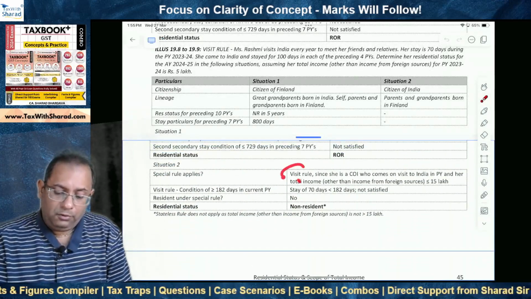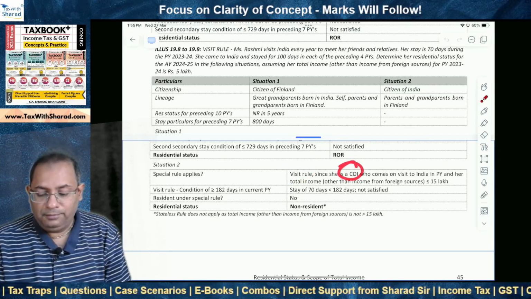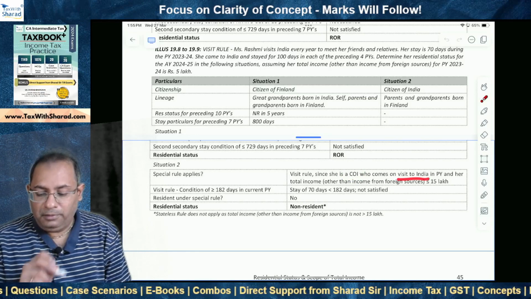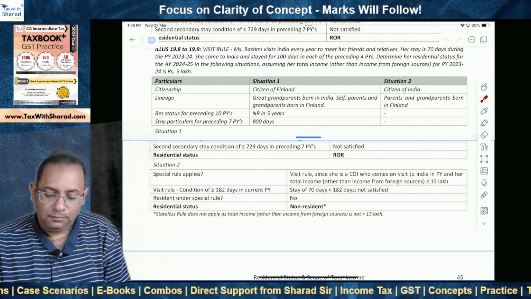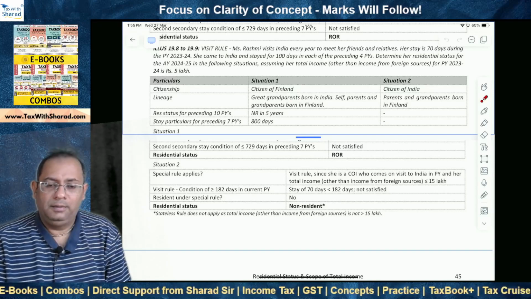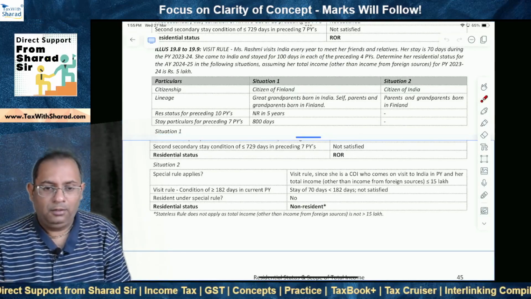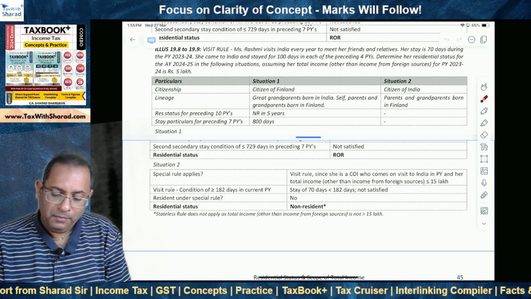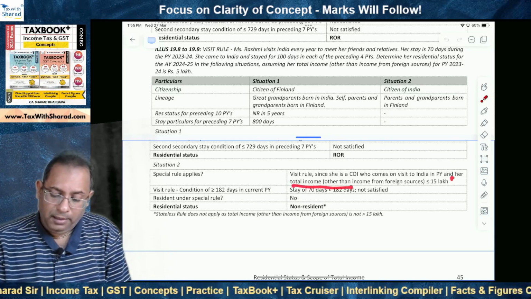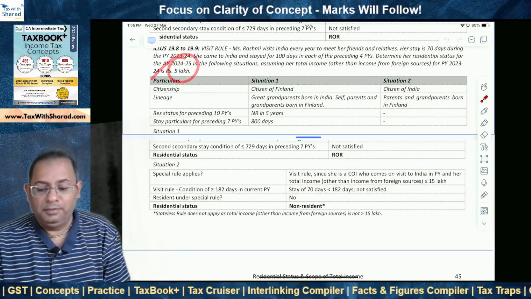In this question, visit rule applies. Why? Because in situation 2, Ms. Rashmi is a citizen of India who comes on a visit to India in the previous year. Whether she is a citizen or whether she is a PIO or not, it is no more relevant because she is a citizen of India. Okay, so we need not worry whether she is a PIO in this case. And her total income other than income from foreign sources is up to 15 lakh. Why? Because in the question it is given it is 5 lakh.